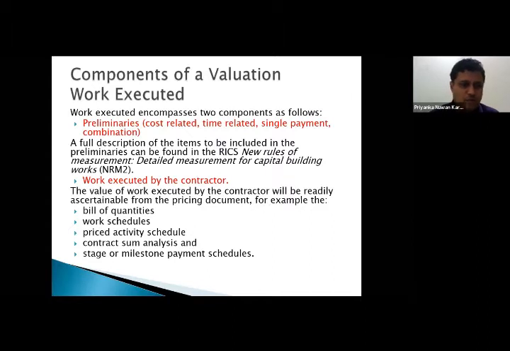There are about 4-5 different ways. One is the bill of quantities. Another one is called work schedules. Work schedules are basically based on completed work. The completed work activity you are going to pay. The priced activity schedule is something very similar to that. And then whenever there is no BOQ, there is a term called contract sum analysis.